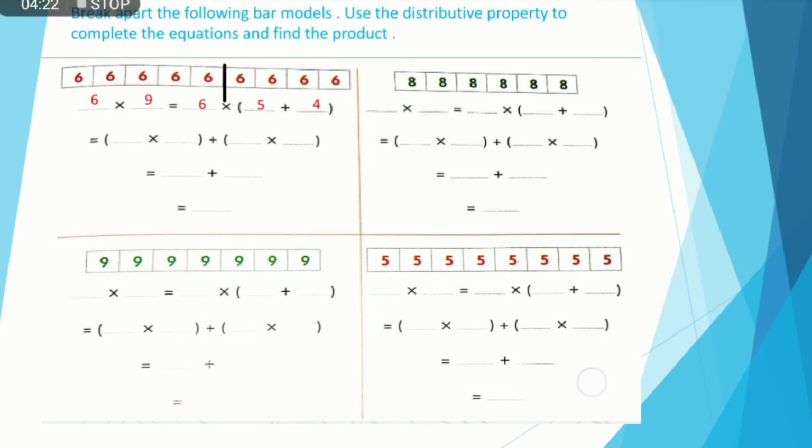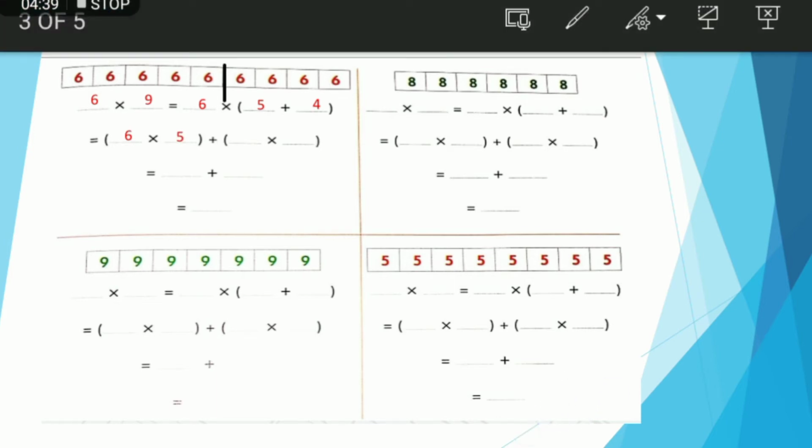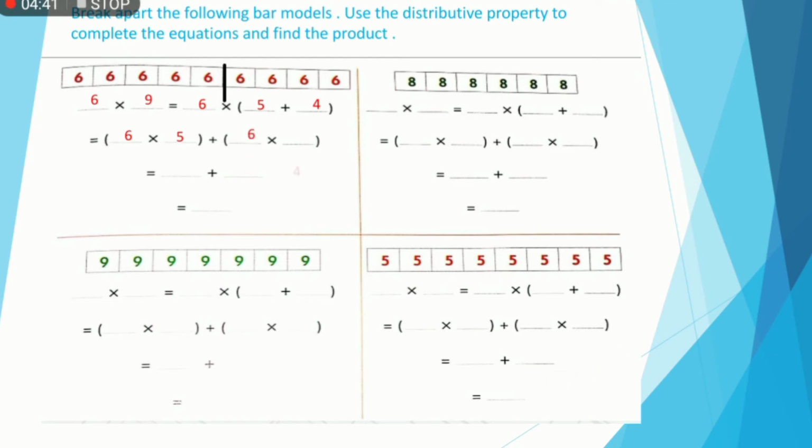Now I will break it. The 9 will be 5 plus 4. Now I will use the distributive property. Once 6 times 5 and another one 6 times 4. 6 times 5 equals 30. 6 times 4 equals 24. How can I add them? 0 plus 4 equals 4. 2 plus 3 equals 5. The answer will be 54.